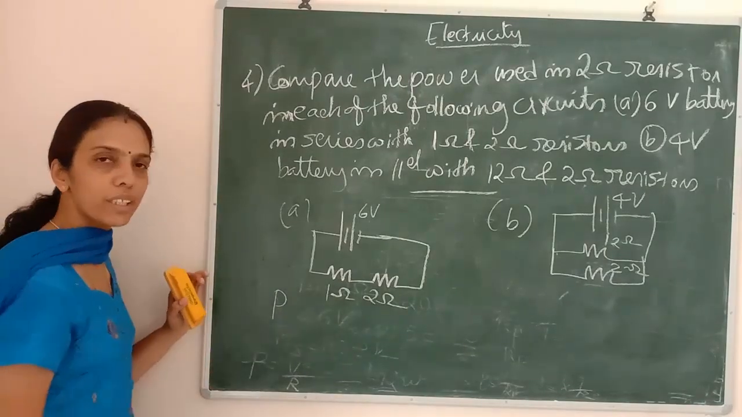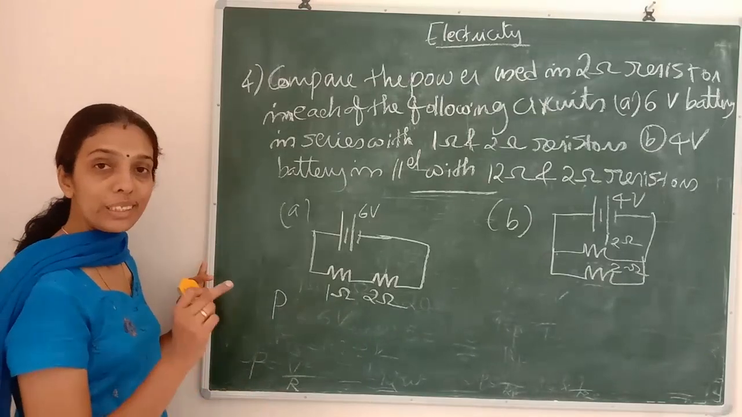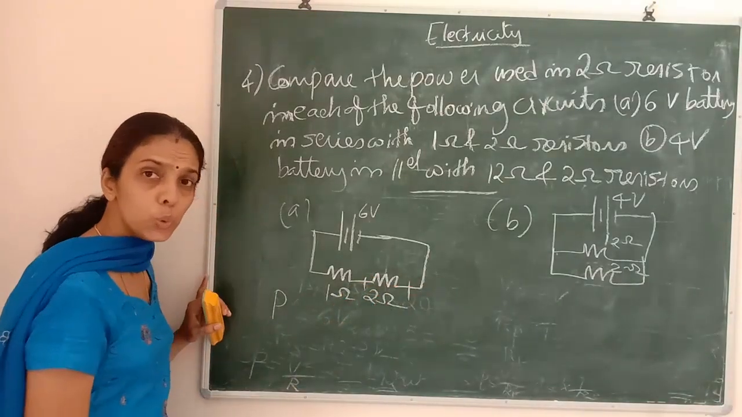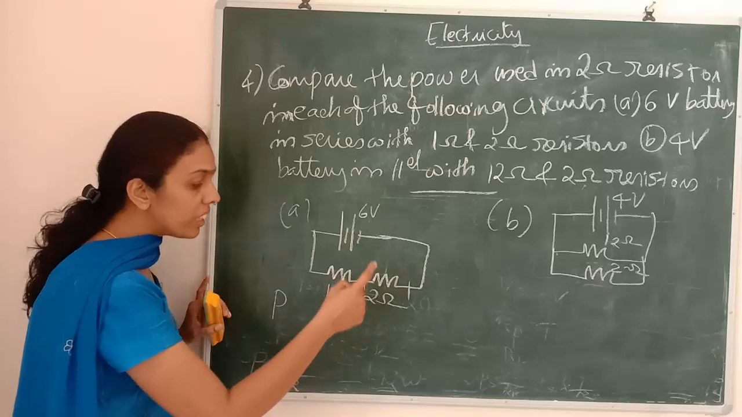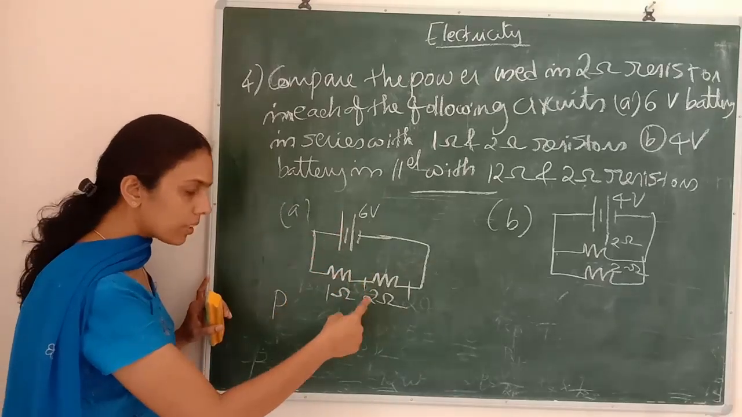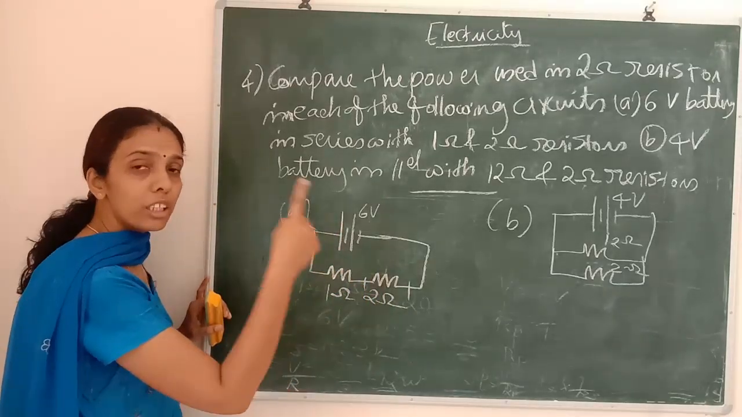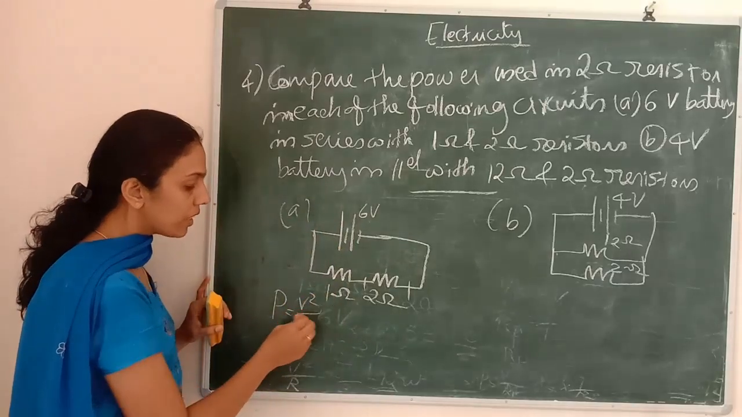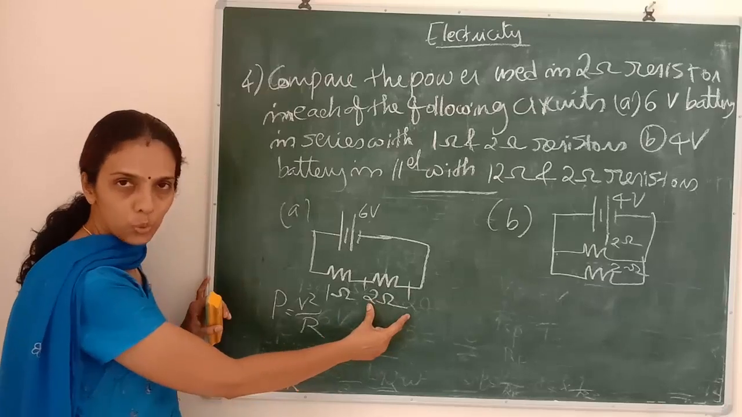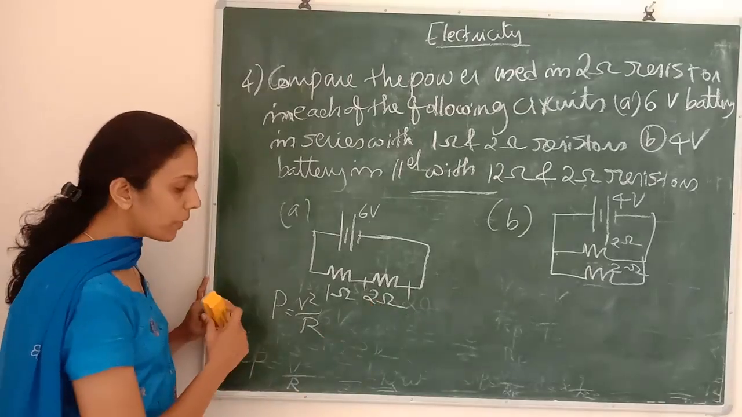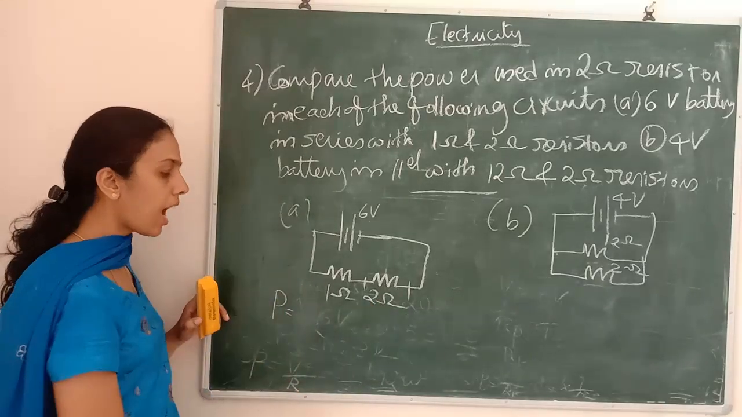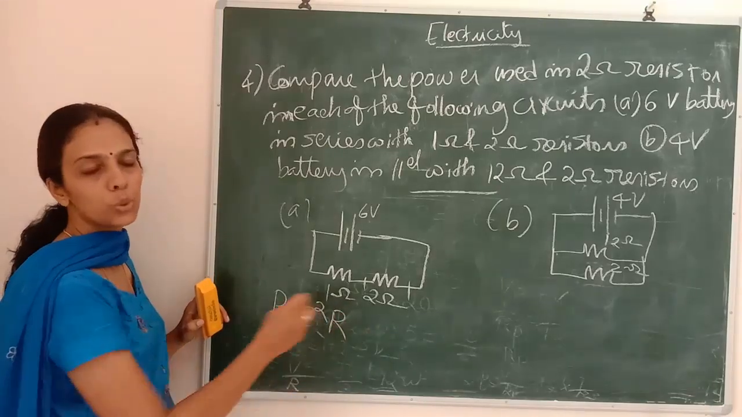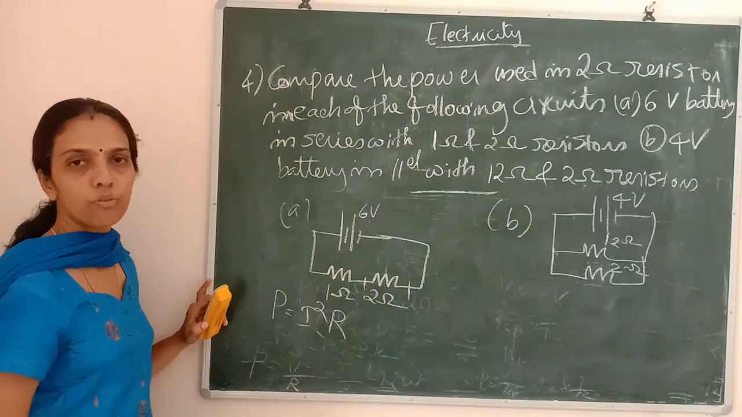So here which one can we use? If we want to use V square by R, we should, because we need the power across 2 ohm only, isn't it? So we need the power across 2 ohm. If we are using the V square by R formula, we need the voltage across 2 ohm. Or we can use the I square R formula if we have the current across 2 ohm. So any one you should find out.